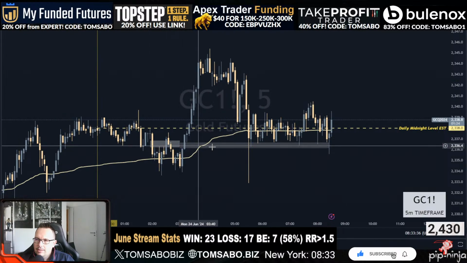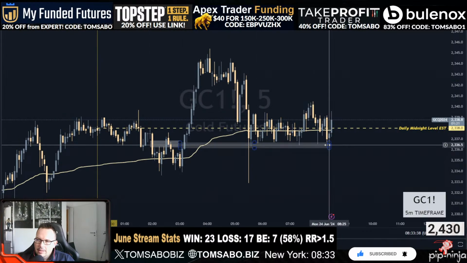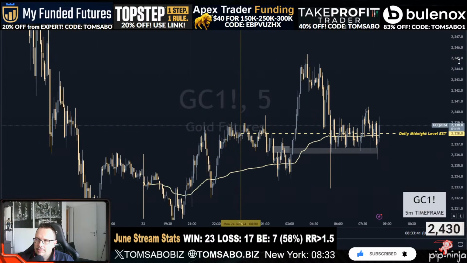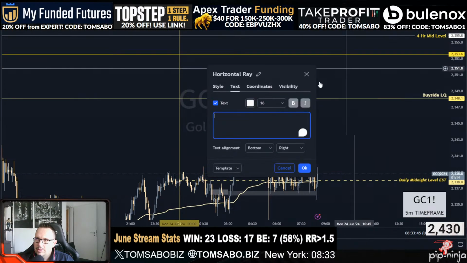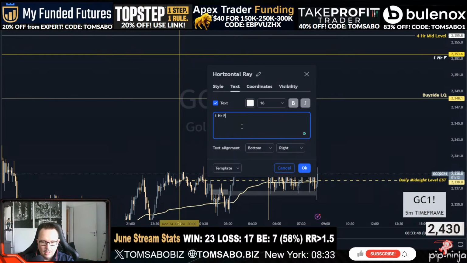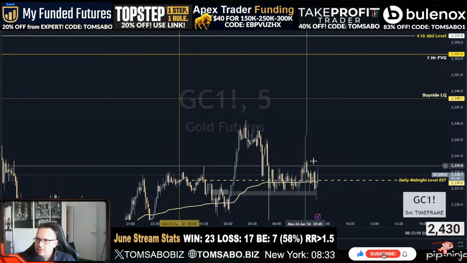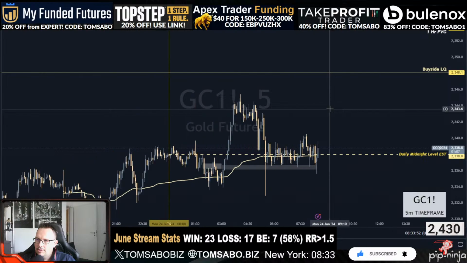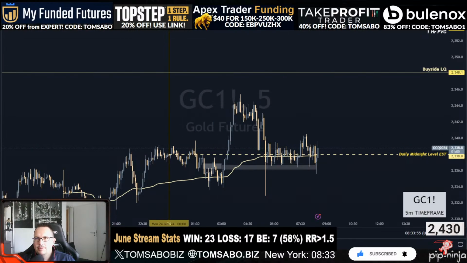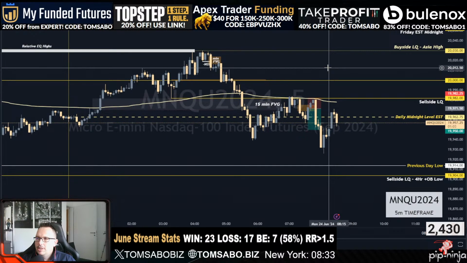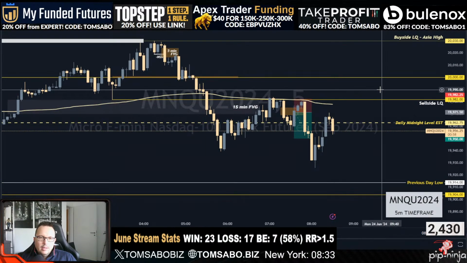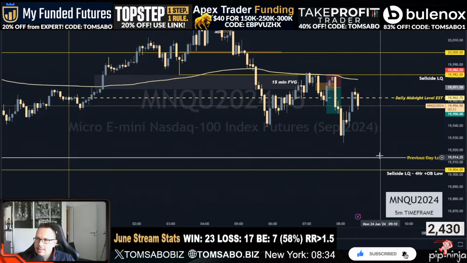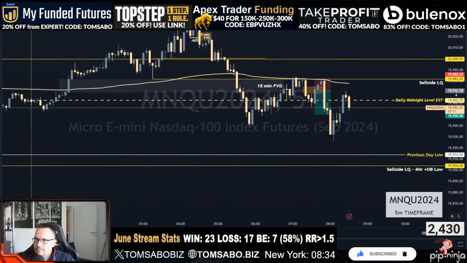Interesting how this area here is supporting price on gold. That's why I think the 1 hour fair value gap, actually I'm gonna write this here. The 1 hour fair value gap could be a very good target if this one starts to shoot up. I'm gonna wait. Also, I'm going to wait and see if Nasdaq wants to take out this low.